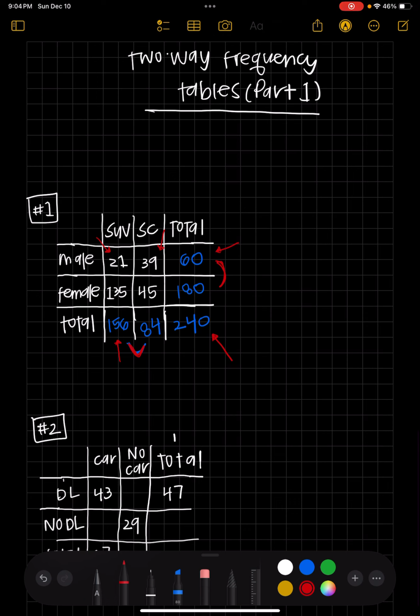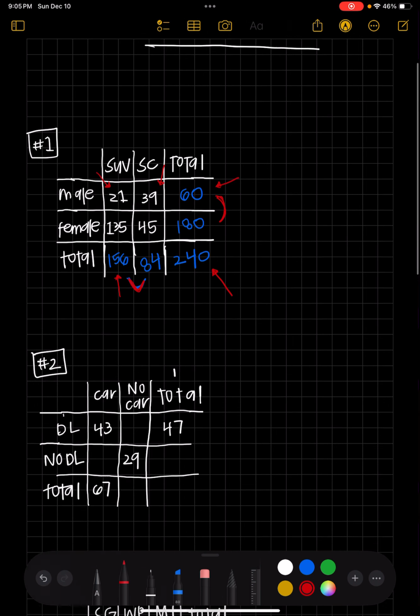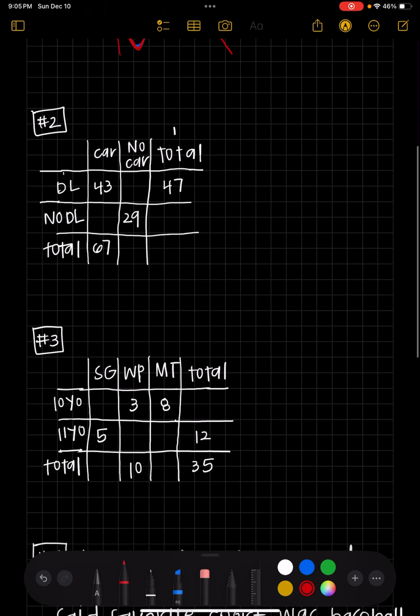Okay, so that example was just the totals, which means we just added all the columns, added all the rows, and ended up with that. The second example is super similar. It's another two-way frequency table, and it says the DMV collected information about how many people owned cars and had driver's licenses. The rows have driver's license and no driver's license, and the columns have car and no car, meaning that somebody has a driver's license, somebody doesn't have a driver's license, somebody has a car, somebody does not have a car.